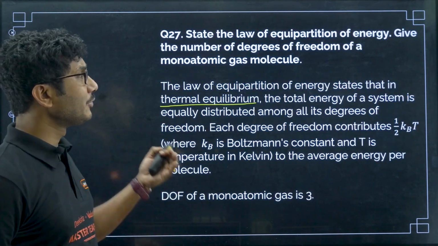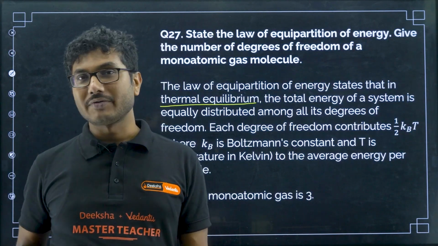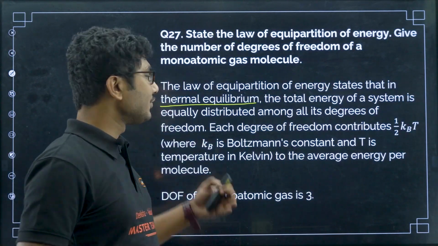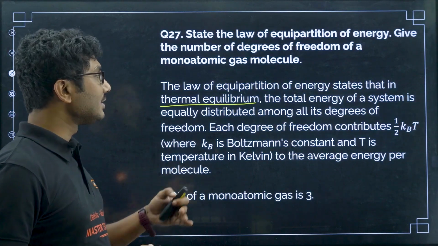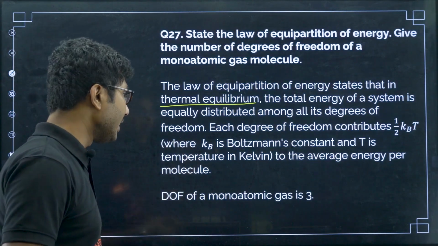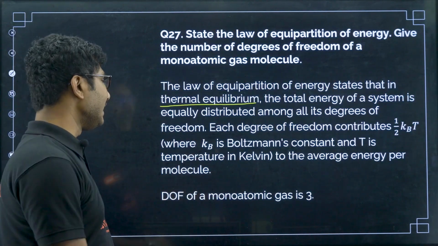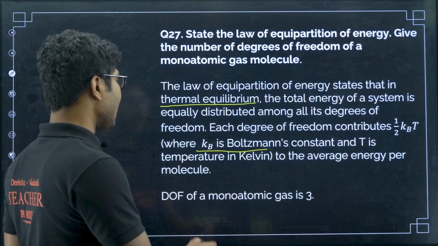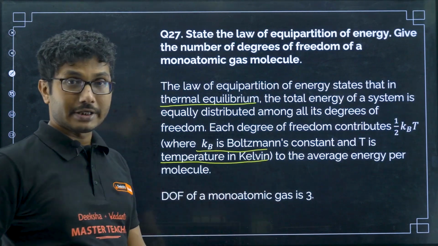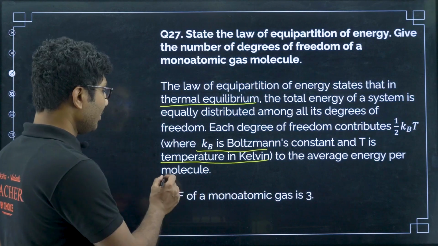I know many of you will write that energy distributed per degree of freedom is half kBT. But you have to mention thermal equilibrium. The total energy of the system is equally distributed among all its degrees of freedom. Each degree of freedom contributes half kBT, where kB is the Boltzmann constant and T is the temperature in Kelvin. Very important, T is temperature in Kelvin, related to the average energy per molecule.